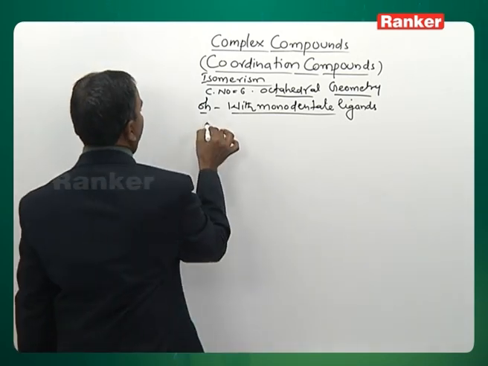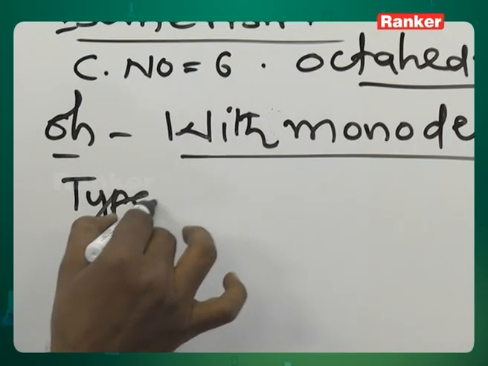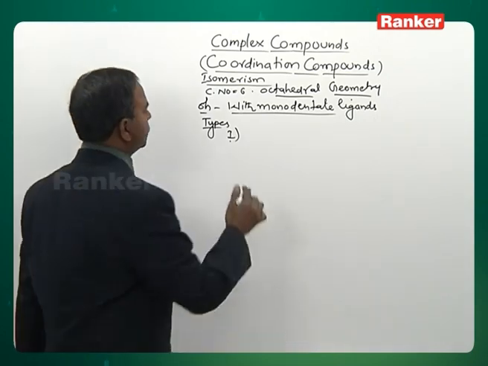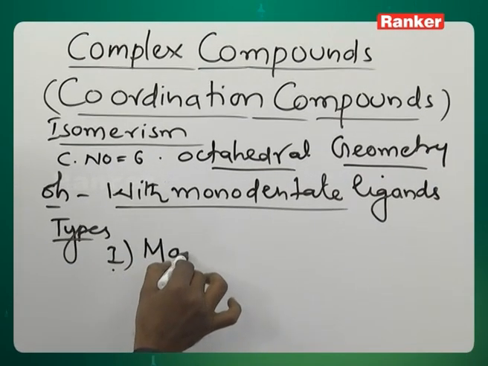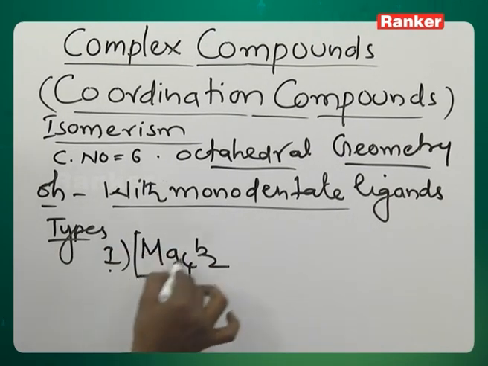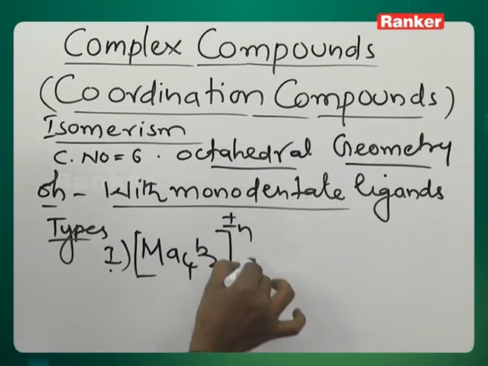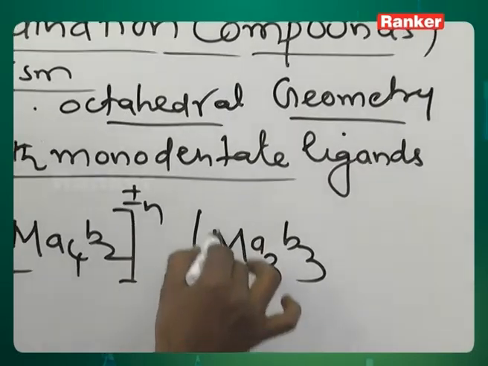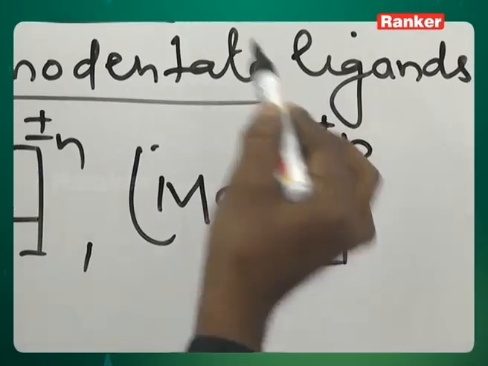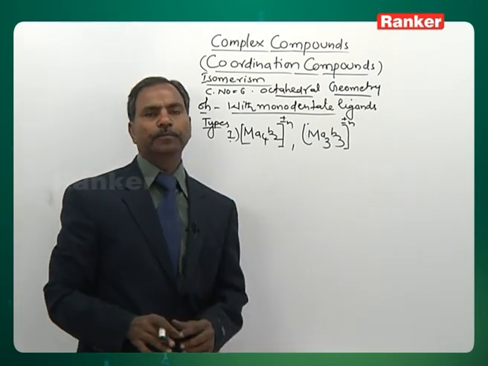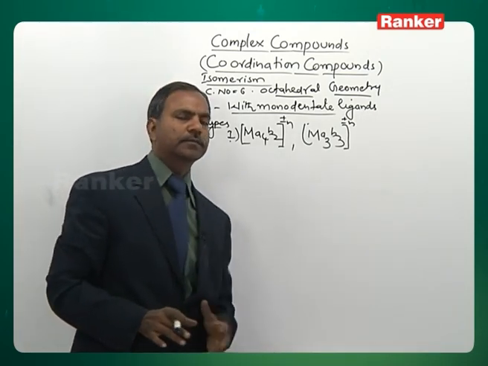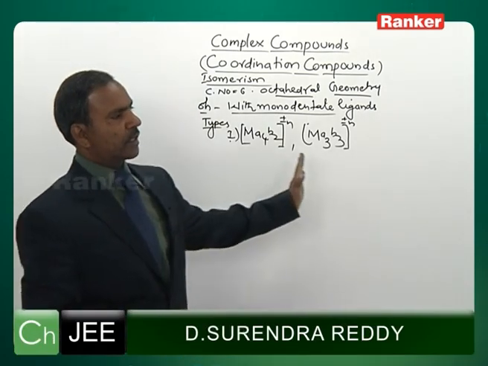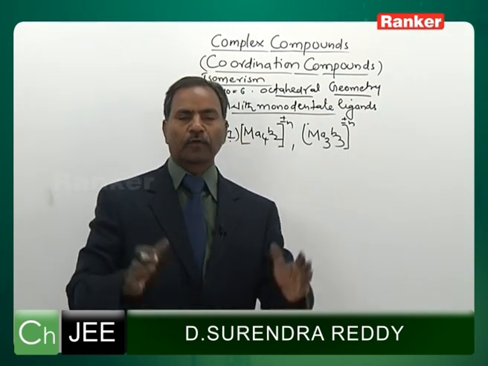Let us consider the types under this. First, take MA4B2, or you take MA3B3. Both of these complexes have monodentate ligands. Either you take the cis isomer or the trans isomer, the cis and trans isomers of both of these complexes are found to be symmetric.